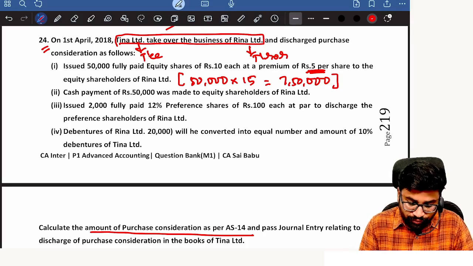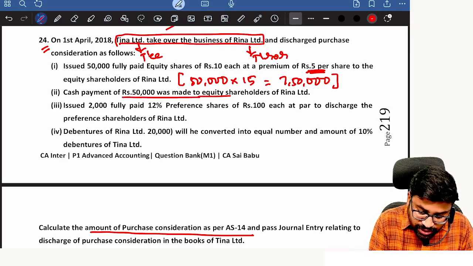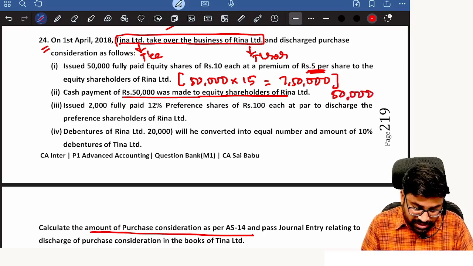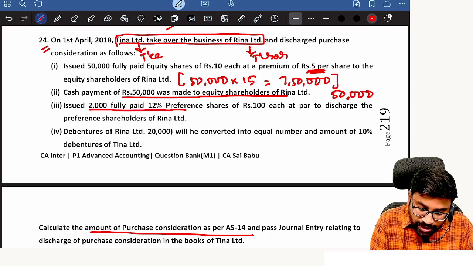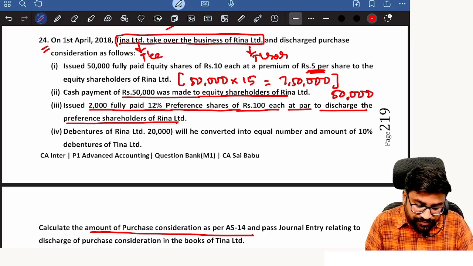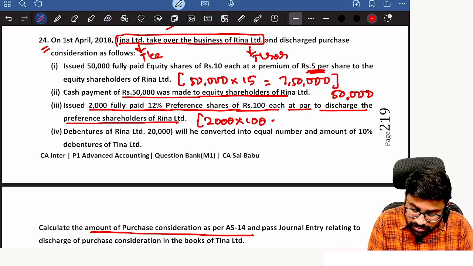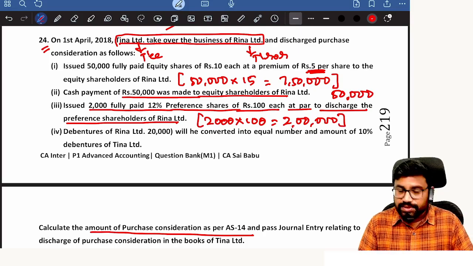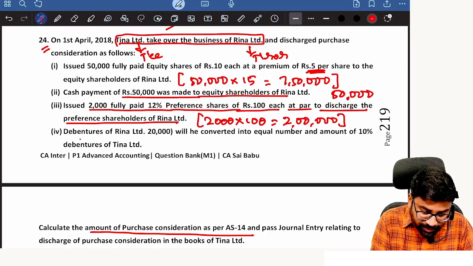7,50,000, 50,000 into 15. Next, cash payment of 50,000 was made to equity shareholders. So this is also part of PC. Next, issued 2,000 fully paid 12% preference shares of 100 each at par to discharge the preference shareholders of Reena Limited. So therefore 2,000 into 100, 2 lakhs. This is paid to whom? Preference shareholders of Reena.